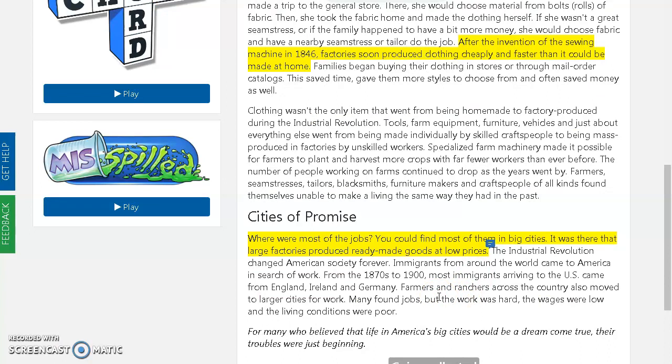Okay, under Cities of Promise, you need to know that in the early 1900s, people flocked to the large cities during the Industrial Revolution because that is where most of the large factories were, where these people could work. So the jobs were located in the factories, which were located in the larger cities.